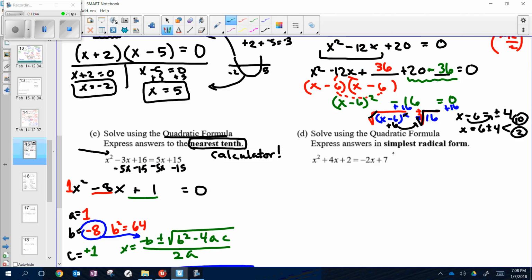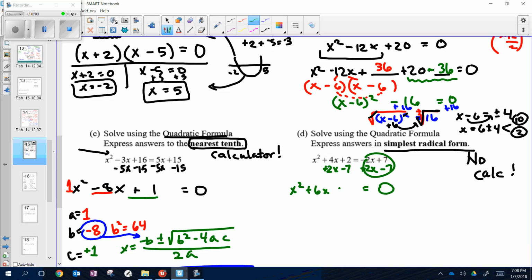It tells me quadratic formula, simplest radical form, and no calculator. I'm not going to be able to type it in like I just did. I'm going to add 2x and subtract 7 to get my 0. That zeroes out. X squared plus 6x minus 5. Watch your signs. So a is 1, b is 6, b squared is 36, c is negative 5.